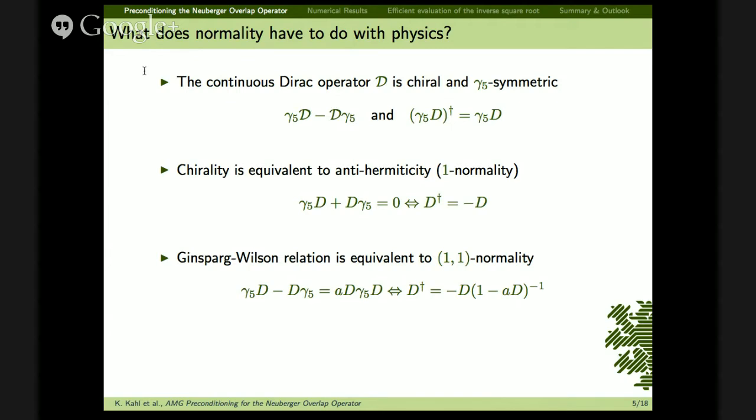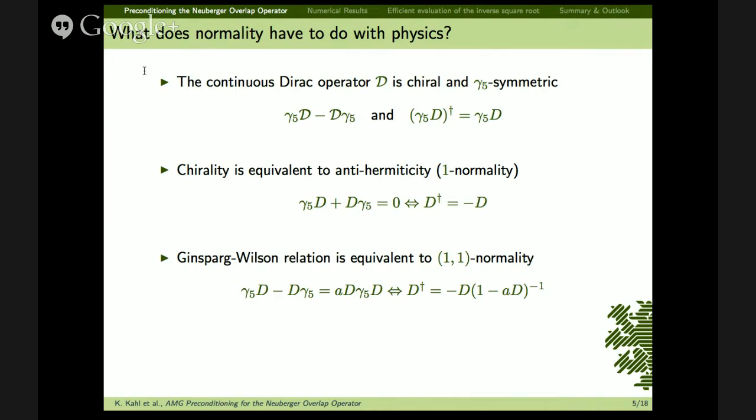So you start with a continuous operator which is chiral and gamma 5 symmetric. So you have this... oh, this should be a plus and a zero, or equal. This should be just an equal sign, sorry. It's correct here, it's not correct there. Okay, so you want to have that gamma 5 D is equal to D gamma 5, and you want it to be gamma 5 symmetric, so gamma 5 D conjugated is gamma 5 D.